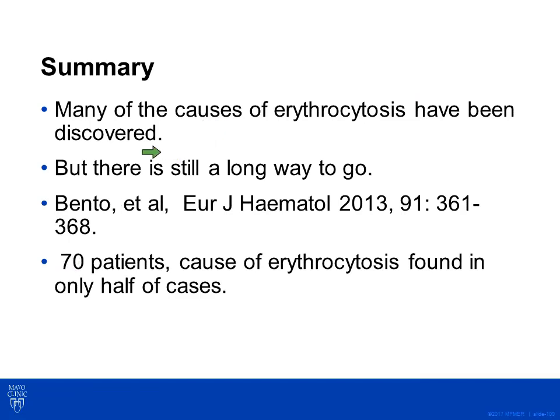So to summarize, many of the causes of erythrocytosis have been discovered. We still have genes, we still have things to be discovered, though. I highlight here a paper from the European Journal of Hematology. This is from the Portuguese group in 2013. They had 70 patients in which they did a pretty good job of eliminating causes of acquired erythrocytosis. And yet, when they studied these patients, they've only found the cause in about half of the cases. So are there things out there that are yet to be discovered?